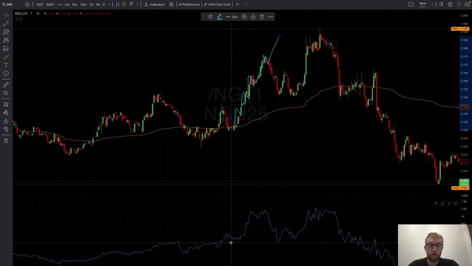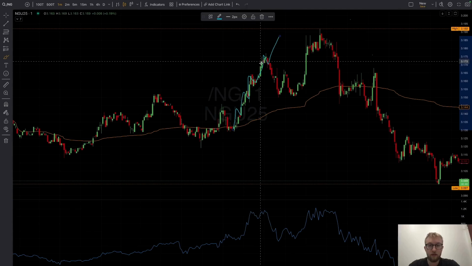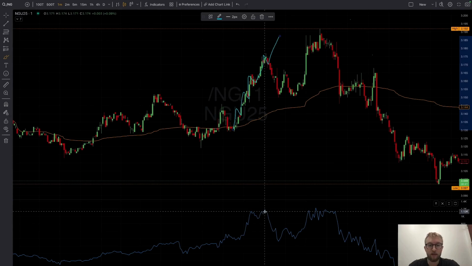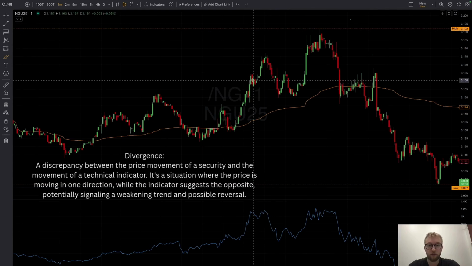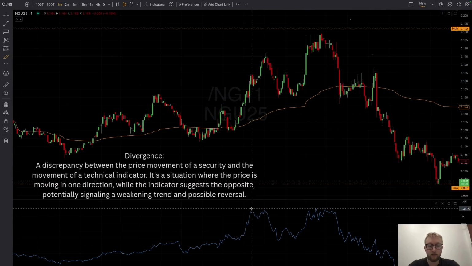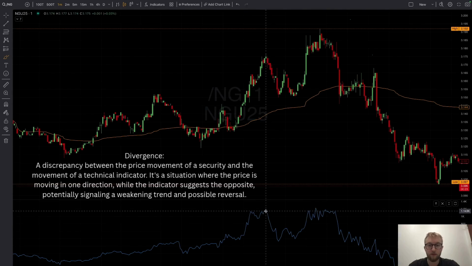However, if you're watching the AD indicator, you can see that here the price makes a significant new high, but the AD indicator is topping out. It's making a double top. So this is a divergence. Right here we can see a higher high in price. The indicator is showing a high and not a higher high, a double top.